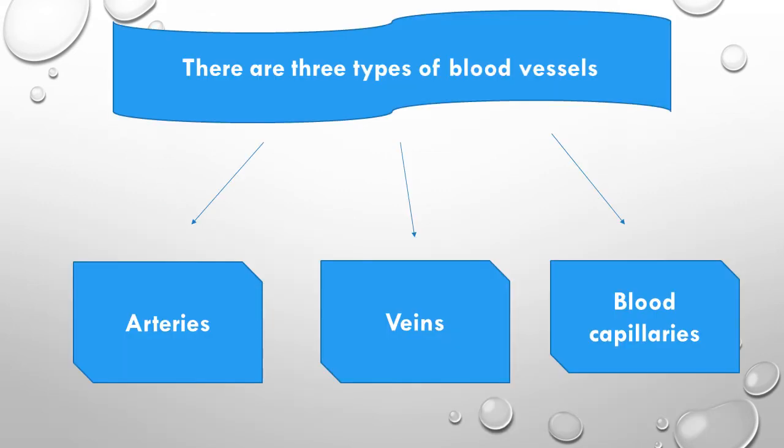There are 3 types of blood vessels. Number 1, arteries. Number 2, veins. And number 3, blood capillaries. Again, arteries, veins, and blood capillaries.